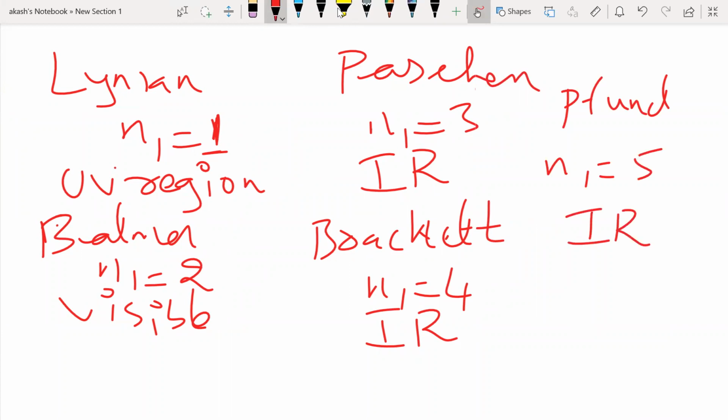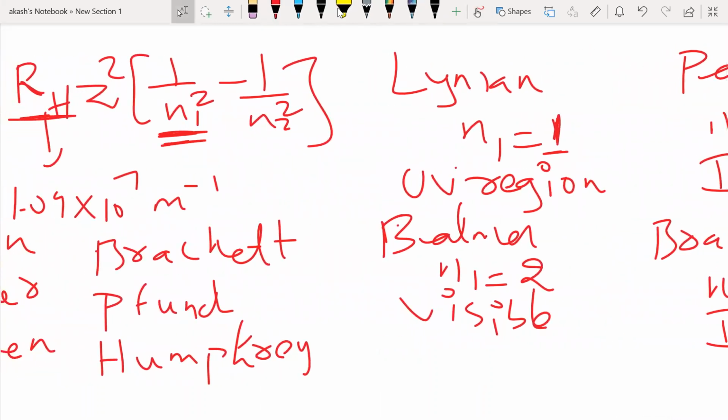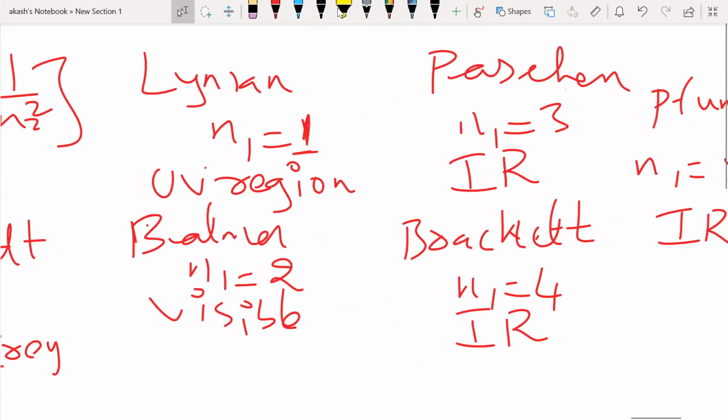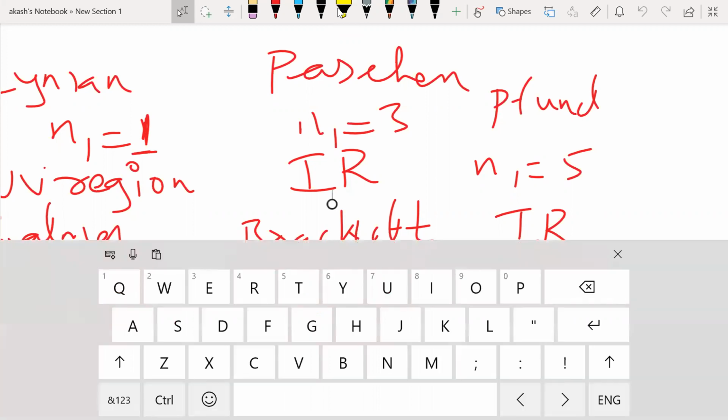So these are all series where you just have to put in the formulas, and the only thing which is going to change is the n1 value for different series, starting from Lyman n1 equal to 1 to Pfund where n1 is equal to 5. Now, they will ask you questions like this: determine the shortest and the longest wavelength in the Lyman series or Paschen series or whatever it is. I'm going to give you a shortcut to find this out.